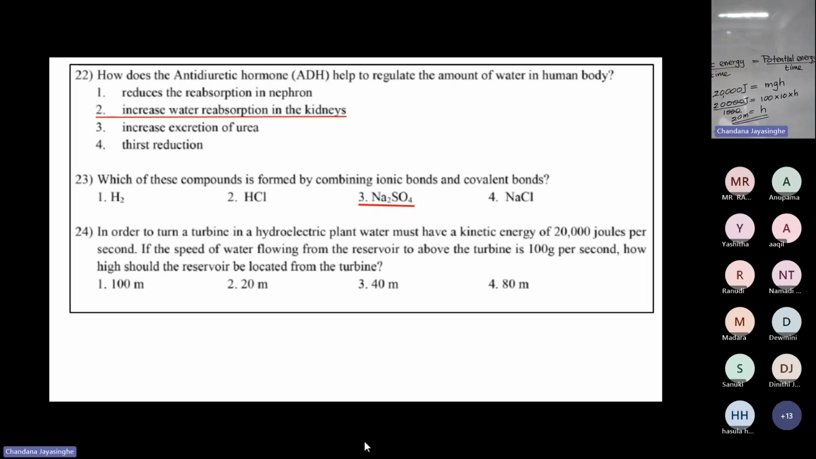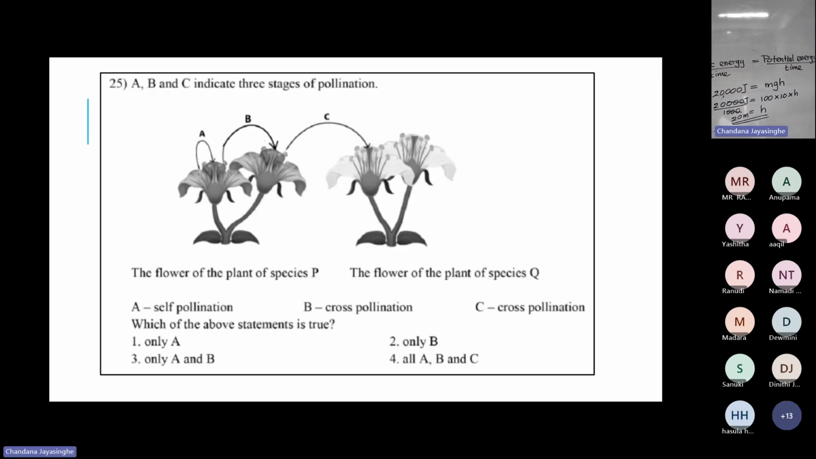Right, now we are going for the next question. So the answers for the 24th, second, 25th. Now you have been given something about pollination. The first flower is a flower of the plant of species P. The second set of flowers is the flower of the plant of species Q. Two species. Normally, pollination we consider within one species. So here, A means self-pollination, B means cross-pollination.